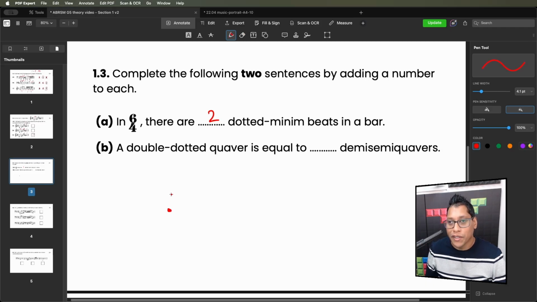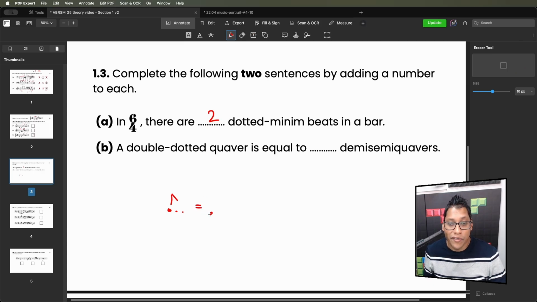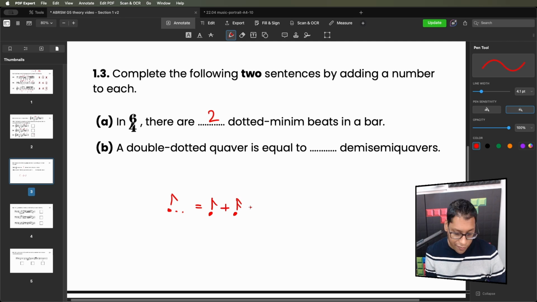So one double dotted quaver is just one double dotted quaver. And dealing with your dotted notes, remember what we talked about in our previous video: a dot adds half of the value of whatever came before it, whether that's another dot or a note. Okay, so anything that comes before a dot adds half of whatever just came before it. So in this case, we have the quaver, we have a dot, and we have another dot. The quaver is just a quaver, and the dot will add half of a quaver, which is a semiquaver, and then we have another dot here, which adds half of whatever the dot was. Half of a semiquaver is a demisemiquaver.